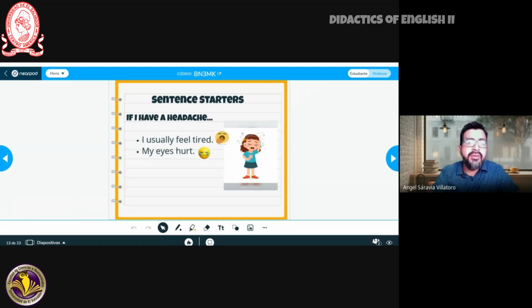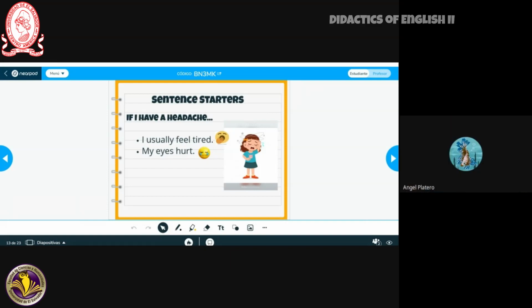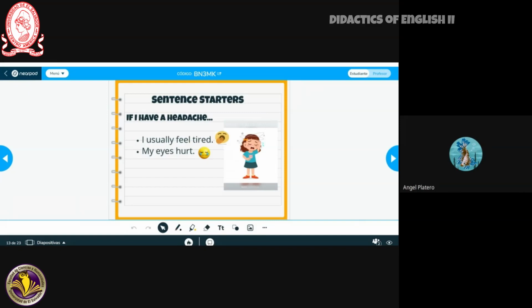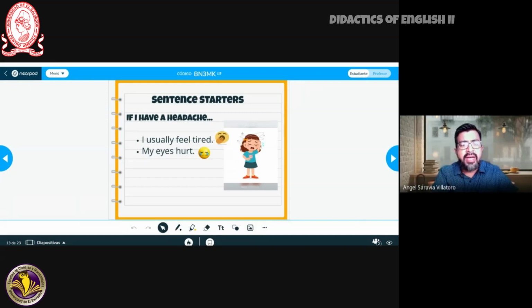Angel, can you help me out to read this sentence, please? Sorry, can you find it? If I have a headache, I usually feel tired. So that's a sentence starter.